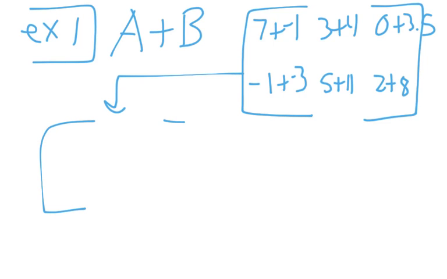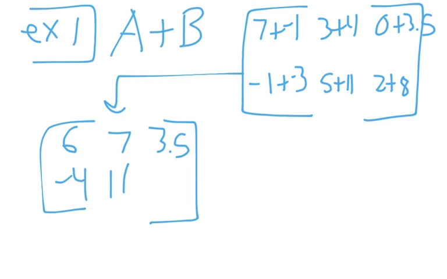It's a 2 by 3. So 7 plus -1, 6. 3 plus 4, 7. 3.5 on the top right. -4, 16, and 10. Right? They all came from over here. So when I add these matrices together, I just do that. I'm going to erase this now and start with a new example. So if you need to get this written down, then pause the video now.